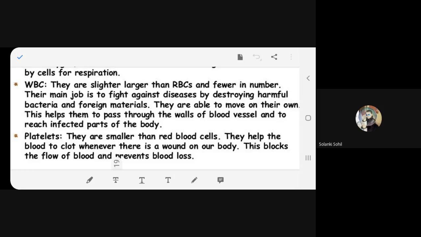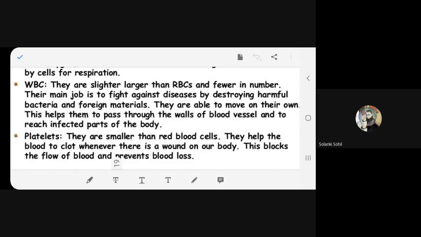Platelets. You did not understand? The size of the platelets is smaller than the RBC. You agree with this? Yes. So this is the smallest cell of the blood. Then it helps in the clotting of the blood.